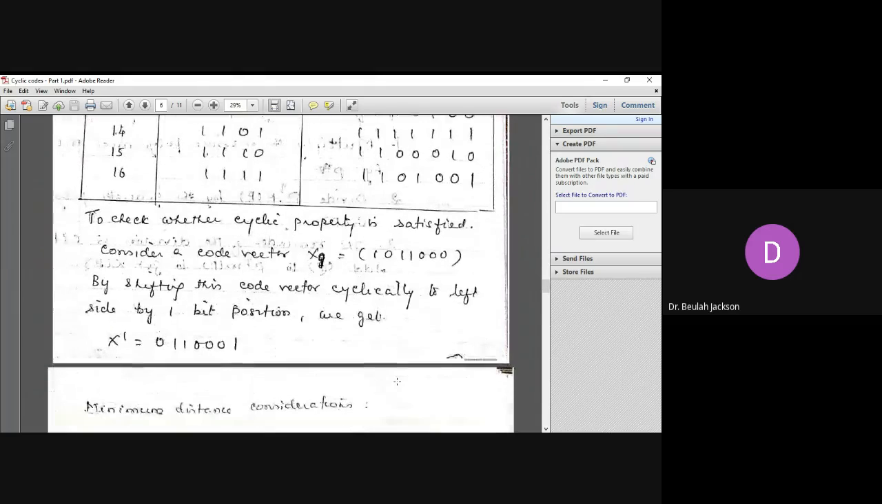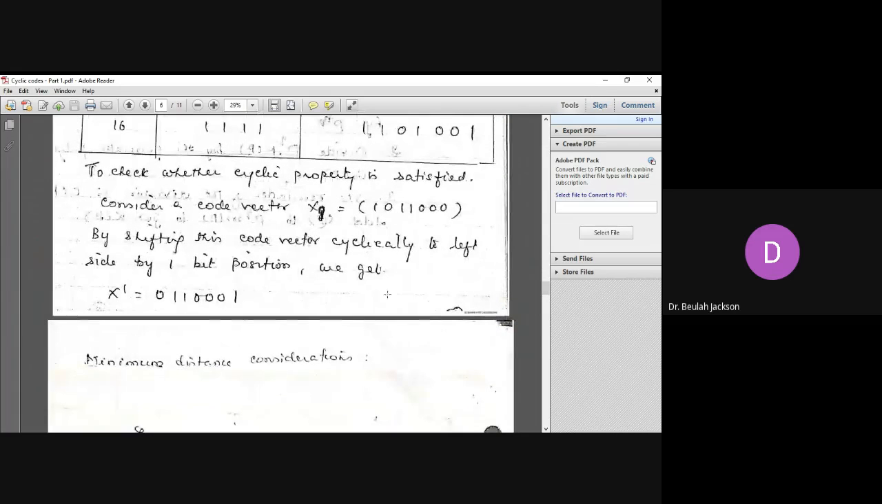Now, to check whether the cyclic property is satisfied, we just take the code vector X9 = 1, 0, 1, 1, 0, 0. By shifting this code vector cyclically to the left by 1 position, this 0 will come to the LSB. So we get 0, 1, 1, 0, 0, 1.